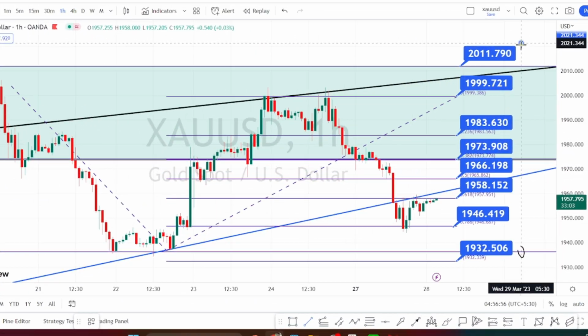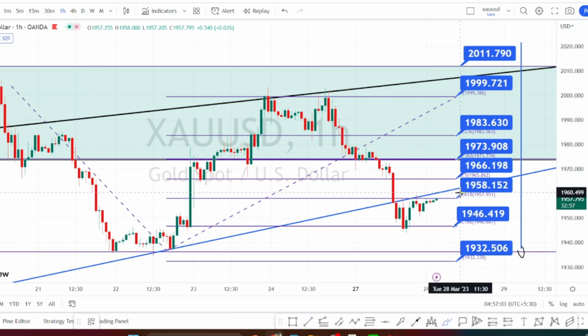So the values within this blue color boxes are the resistance and support levels for current price action in hourly time frame. Currently the price action is trading between the resistance level of 1958 and support level of 1946, and currently the price action is in a bullish side retracement. If the price action breaks this resistance level of 1958, next level of resistance is going to be around 1966.